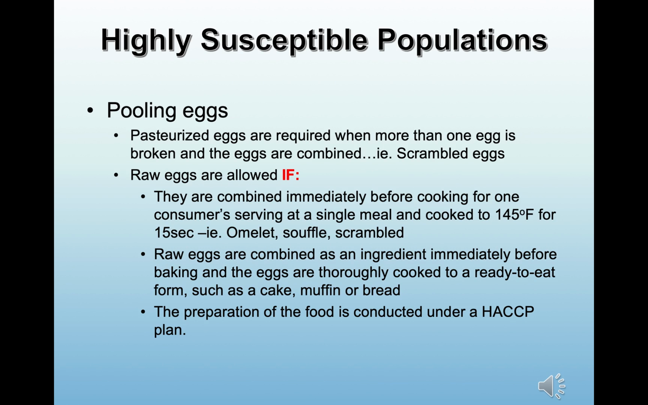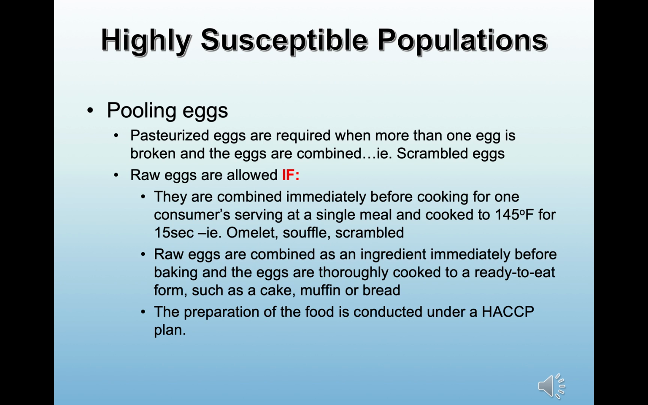The process of pooling eggs for highly susceptible populations also has special requirements. Pasteurized eggs are required when more than one egg is broken and the eggs are combined, such as in scrambled eggs. Raw eggs are allowed if they are combined immediately before cooking for one consumer's serving at a single meal and cooked to 145 degrees Fahrenheit for 15 seconds. An example of this may be an omelet.